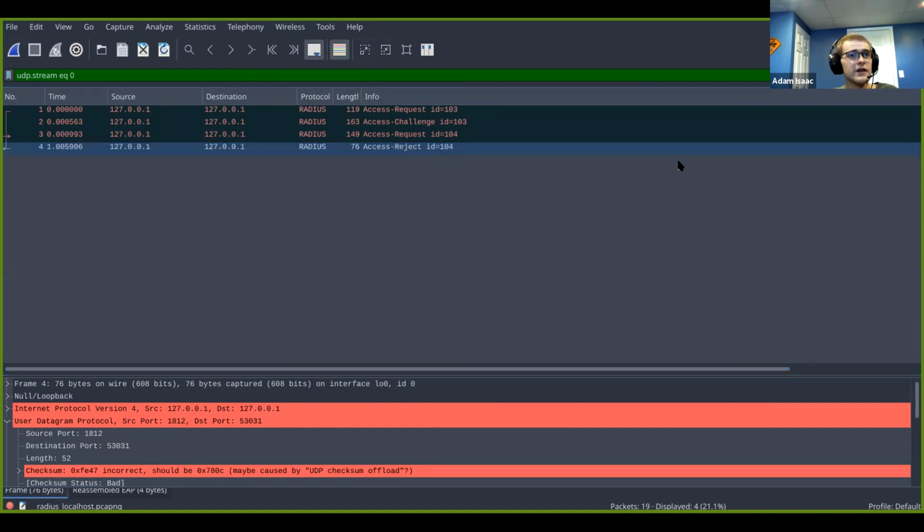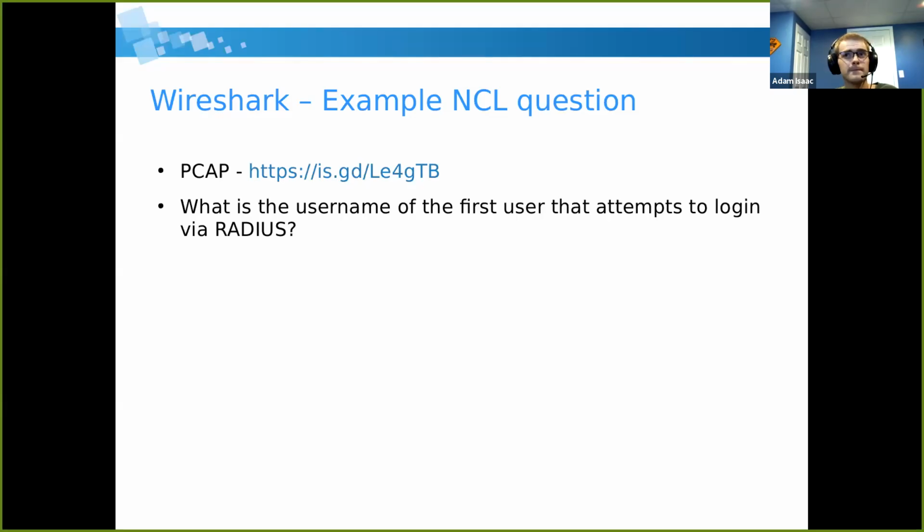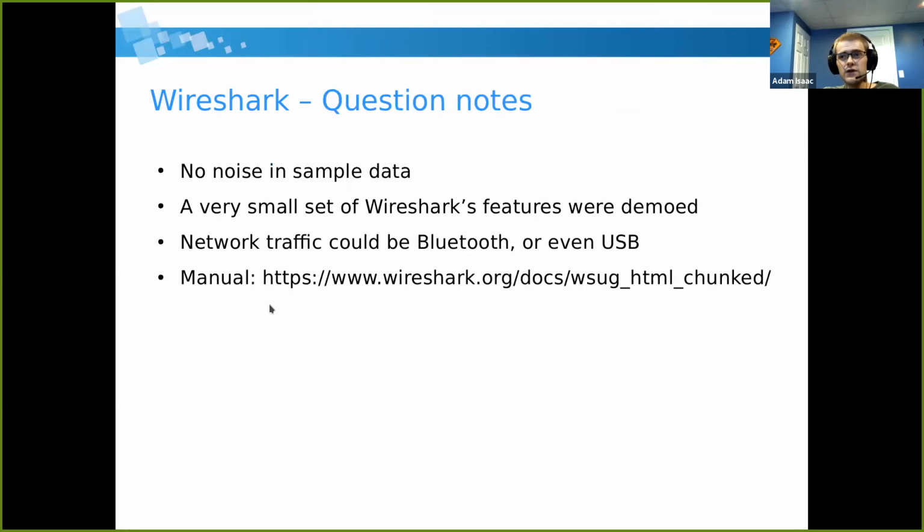Let's flip back over here. All right, so a few notes about that question. In the example data that I showed you in Wireshark, there was absolutely no noise. There was only RADIUS traffic. That is extremely unrealistic of both real life and, in my experience, NCL questions.